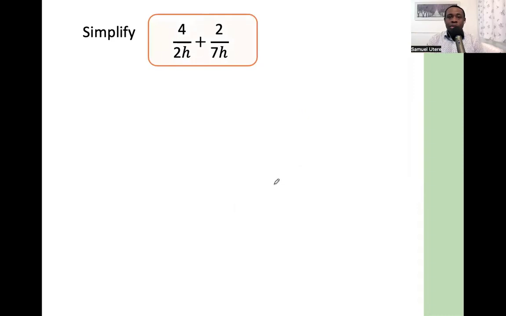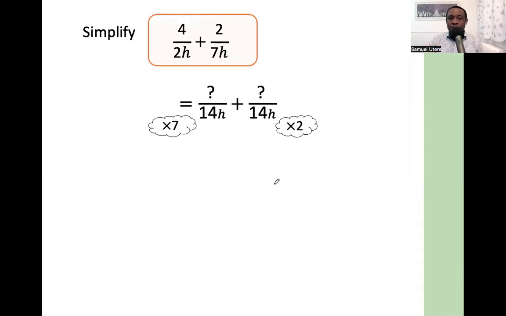Okay, what about this one? What is the common multiple of 2 and 7? If I asked you, you would say it's 14. So how do we make this 14? We have to multiply the 2 by 7. We have to do the same to the numerator, and we have to multiply the 7 by 2. We have to do the same to the other numerator. So your fraction actually becomes this.